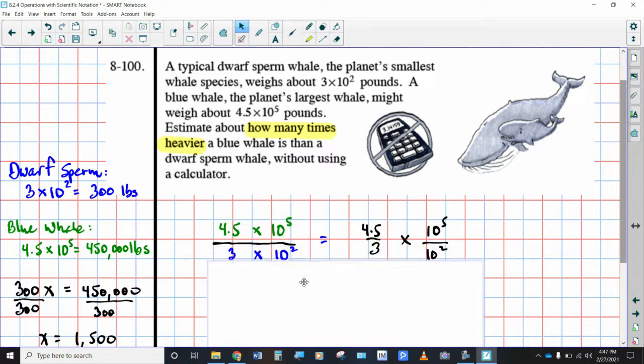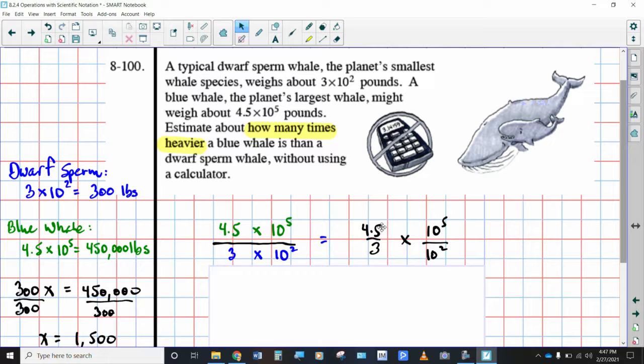So we know that the blue whale is the heavier, 4.5 times 10 to the fifth power, and we're going to divide that by the sperm whale's weight, which is 3 times 10 to the second. So using the commutative property, we can break these up into two different fractions. One fraction will involve leading factors, 4.5 over 3. That gets multiplied times this fraction, which has the powers of 10, 10 to the fifth divided by 10 to the second.